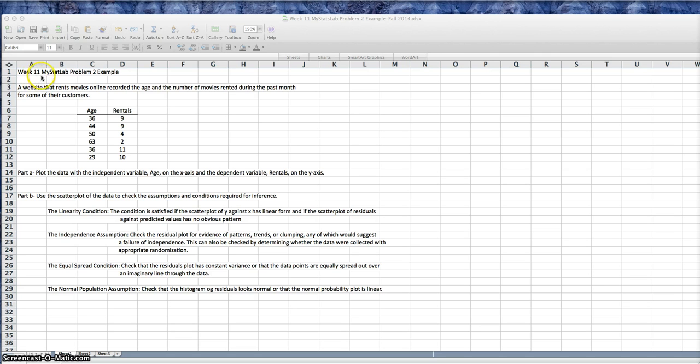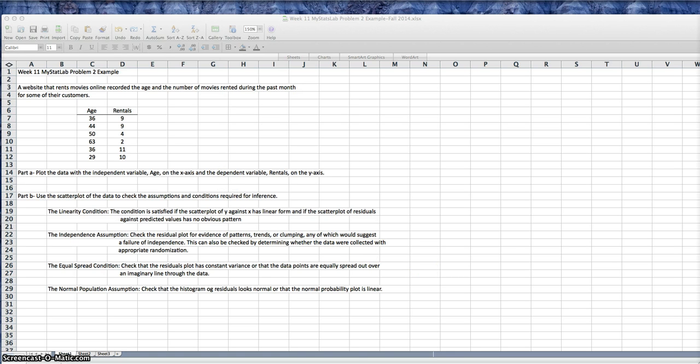This is our week 11 MyStatLab Problem 2 example. A website that rents movies online recorded the age and the number of movies rented during the past month for some of their customers. Here's the age and the rentals here. Part A asks us to plot the data with the independent variable age on the x-axis and the dependent variable rentals on the y-axis. And for this, we're going to use StatCrunch.